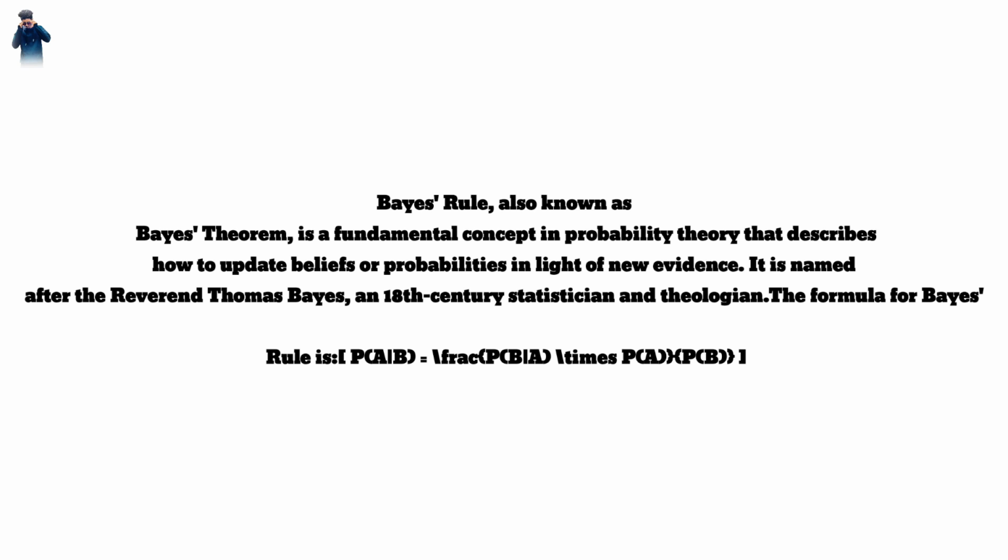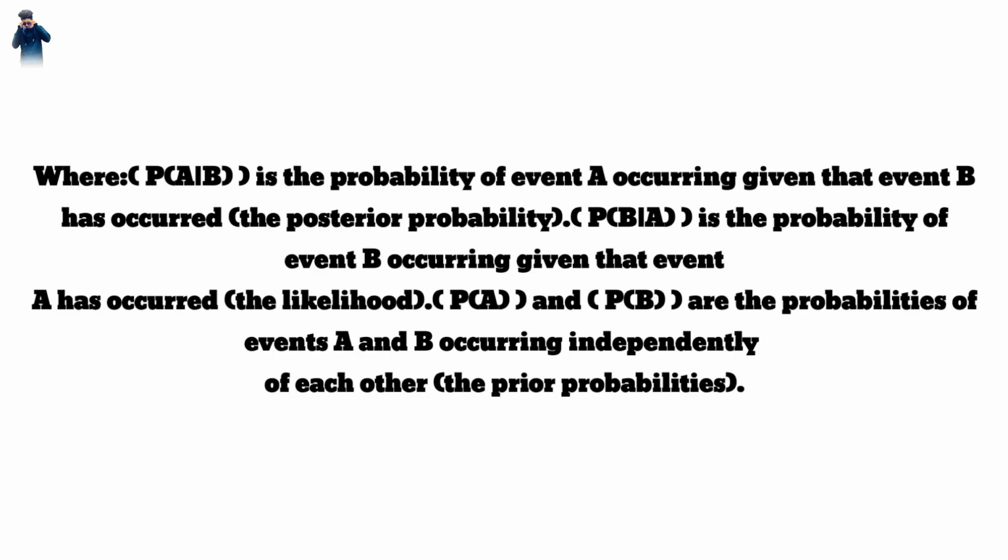divided by P(B). Where P(A | B) is the probability of event A occurring given that event B has occurred, the posterior probability. P(B | A) is the probability of event B occurring given that event A has occurred, the likelihood. P(A) and P(B) are the probabilities of events A and B occurring independently of each other, the prior probabilities.